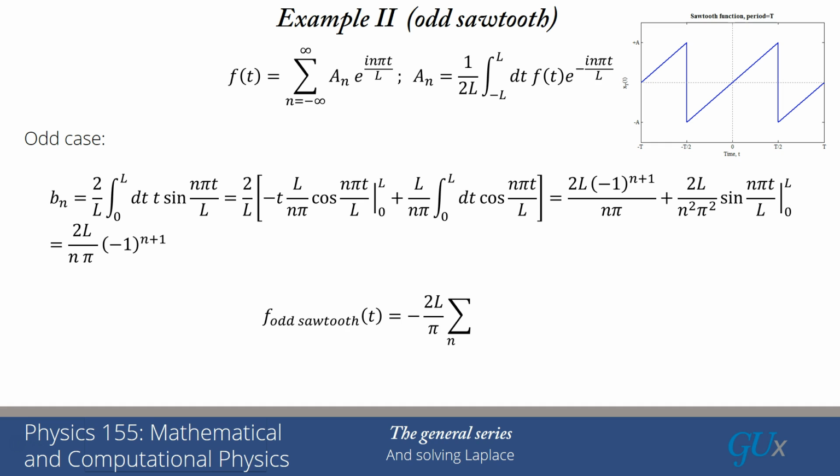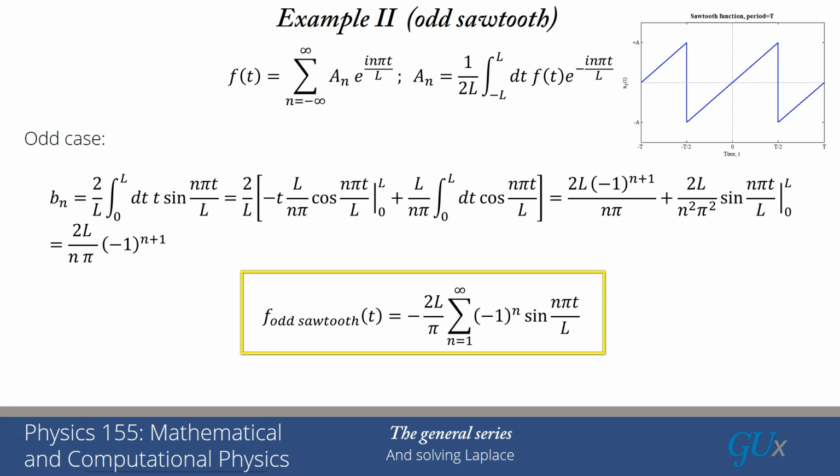Okay, so put this all together. The function f of odd sawtooth is just minus 2L over pi, minus 1 to the n sine n pi t over L. There should be a 1 over n in that. That's a typo in the summand. There should be a 1 over n. And aside from that, everything else looks like it's correct to me. So just bear in mind, 1 over n in that summation. Otherwise, that summation, of course, won't converge. Okay, that's our odd sawtooth.